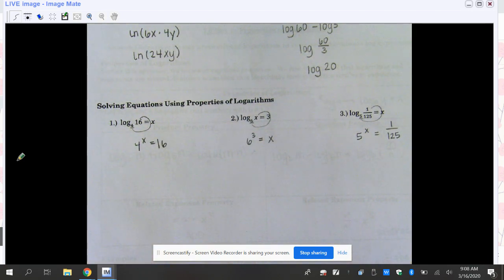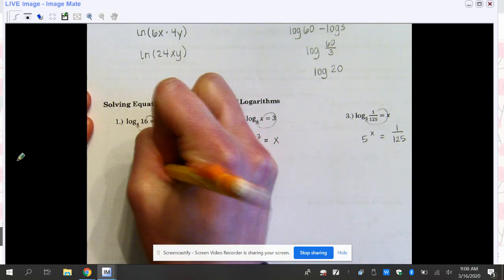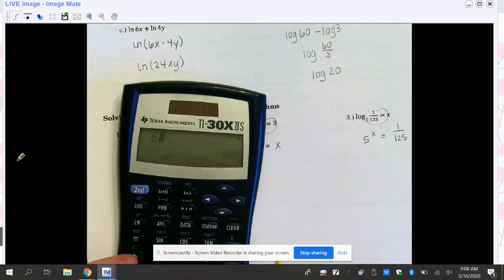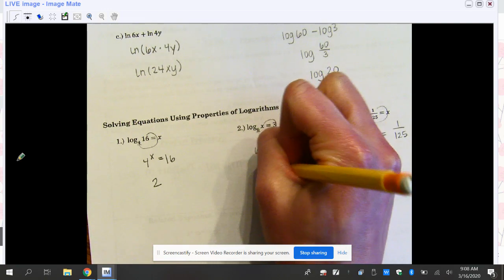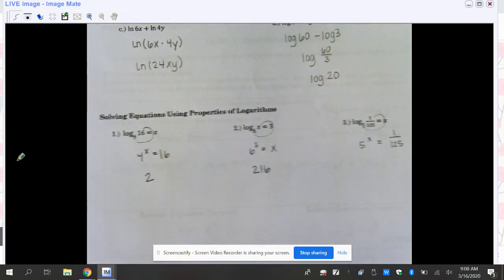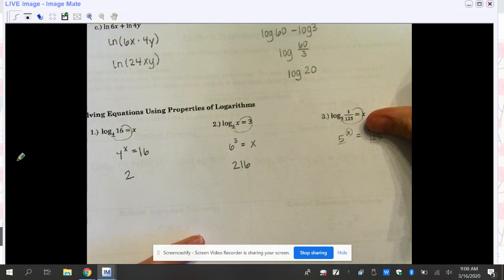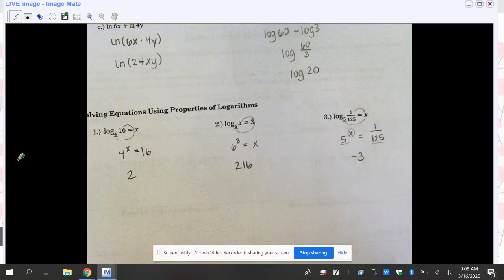So then this one, answer the question, 4 to what power is 16? That would be 2. 6 to the third is going to be our answer, so we just have to type that into our calculator. We get 216. And then 5 to what power is 1 over 125? Here's one of our special cases. Whenever we're going from a whole number to a fraction or vice versa, a negative exponent will do that. So since 5 to the third is 125, that means that -3 will be your answer to that.